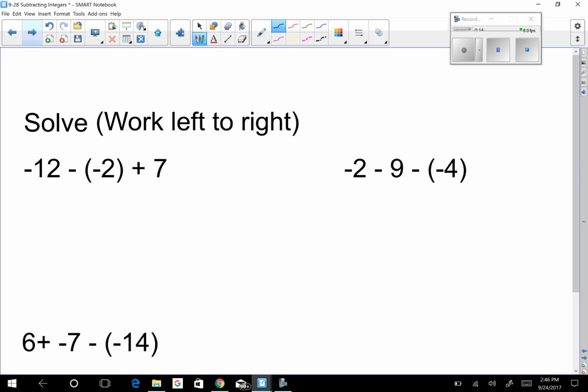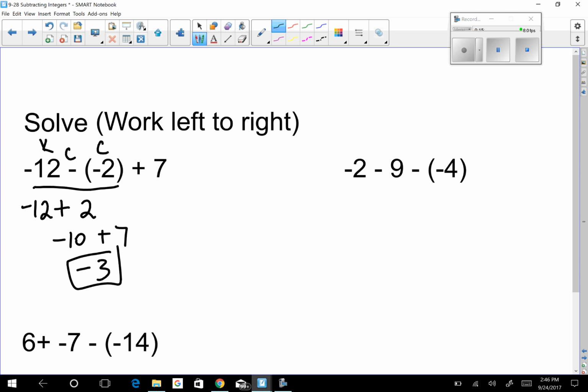A couple more examples here. We're going to work left to right. Always start left to right. Negative 12 minus negative 2. Underline that part. We're going to do keep, change. Negative 12 plus positive 2. That's going to be negative 10 because they have different signs. So you have to subtract, keep the sign of the larger number. Then we have plus 7. So negative 10 plus 7, they have different signs. Subtract. That's 3. Keep the sign of the larger. It's negative, so it's negative 3.